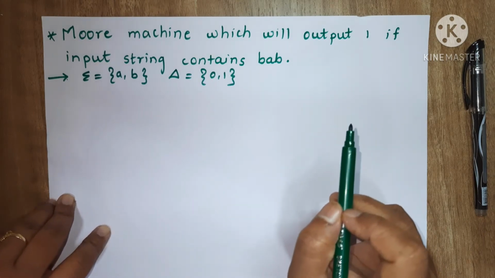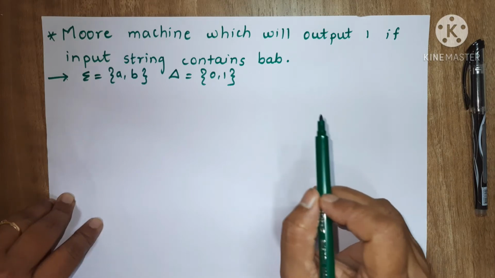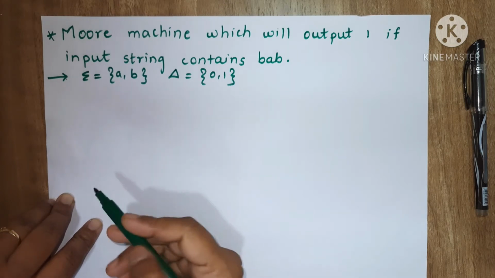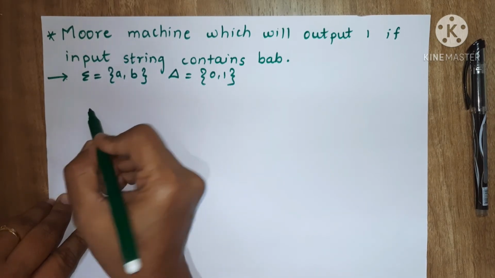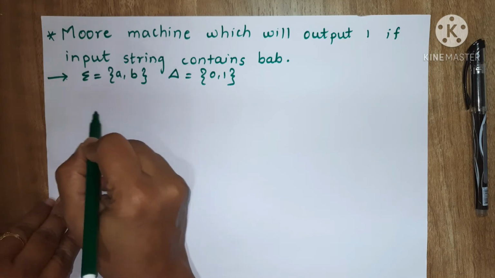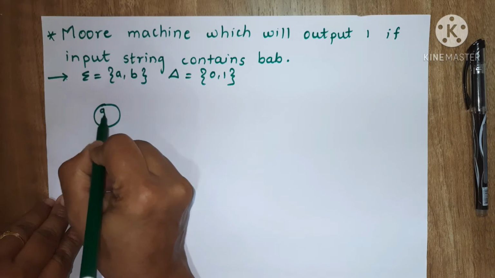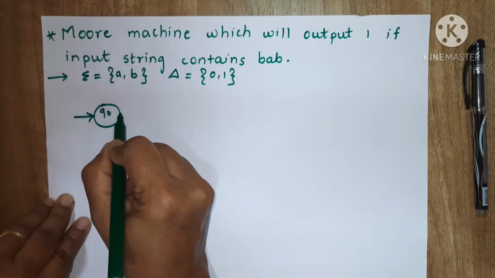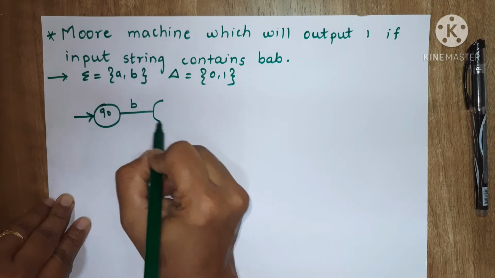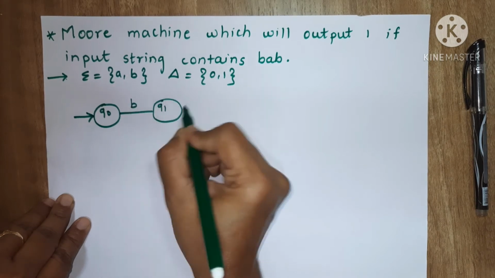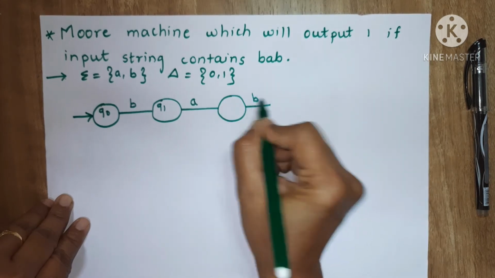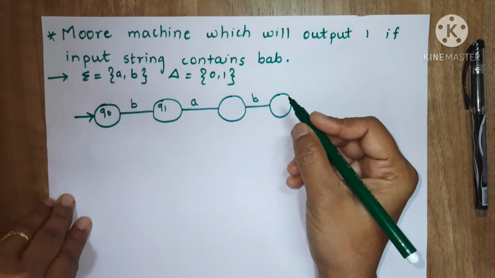First, we will design a DFA which will accept all the strings which contain BAB. In case of Mealy machine, your output is dependent on only states. So this is my state Q0. Whenever I get the string B, then A, and B, it should be accepted.